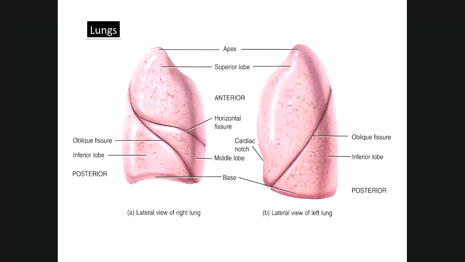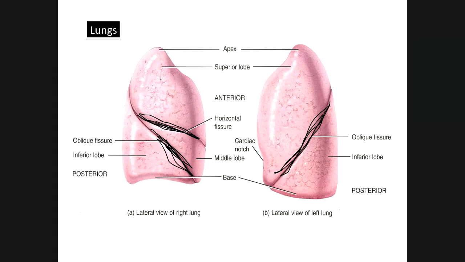The right lung is bigger. It has 3 lobes, whereas the left lung, which is smaller, only has 2 lobes. What separates the lobes are called fissures. Fissures are deep grooves. We have 2 fissures on the right side, but only 1 fissure on the left side.